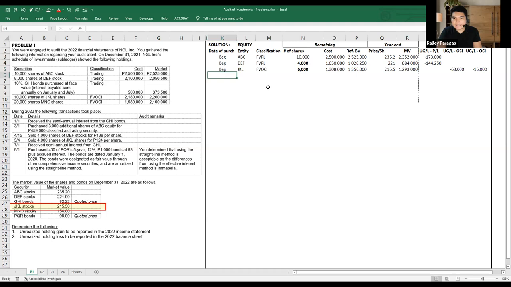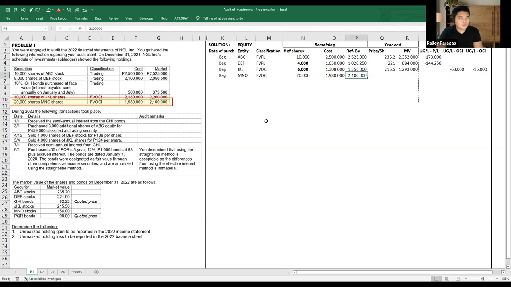Oh, next holding, MNO shares. This is still equity. You already have that at the very beginning of the year. That's a holding in MNO. The classification is FVOCI. In terms of the number of shares, let's look below. Do we have any disposal of MNO shares? None. So we did not dispose. So we have 20,000 shares remaining at the end, no? In terms of the cost, since it did not change, our cost will not change either. Reference book value, our holding also did not change, no disposal, so it is still 2.1 million, no?